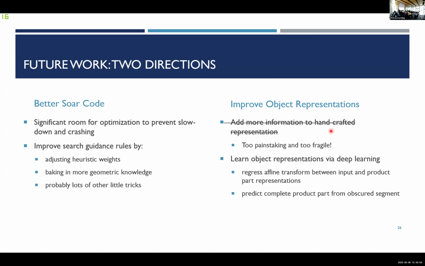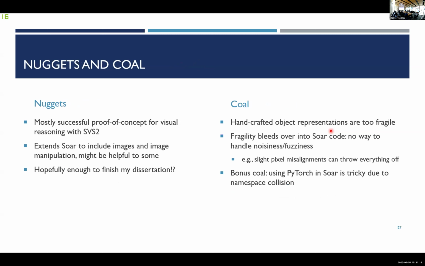Maybe regress the affine transform between input parts and product parts. Maybe predict the complete product part from an obscured segment. So if a corner is cut off, you know it's actually a triangle, even though it doesn't look like it.